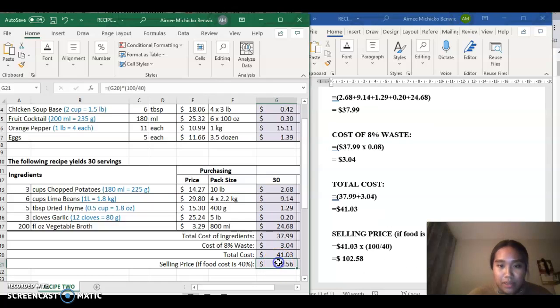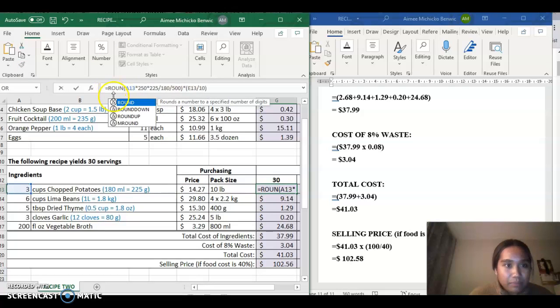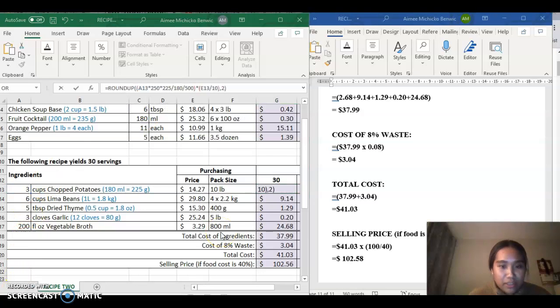So comparing to our calculation, this is wrong. So we have to use the round feature of Excel. So round up. Yep. And then just press enter. And now they're the same. So that's how you cost.